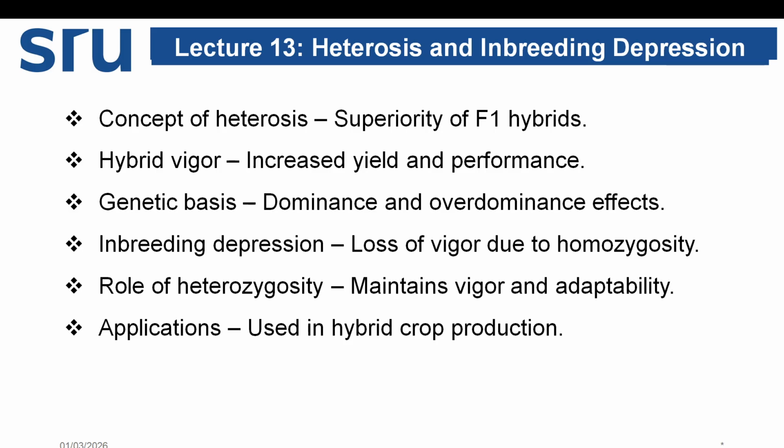Next point, the genetic basis of heterosis, where we will see dominance and overdominance effects. Next, inbreeding depression, that is, loss of vigor due to homozygosity. Then what is the role of heterozygosity? That also we will see. And the application of heterosis breeding in hybrid seed production. So this is all about lecture number 13, heterosis and inbreeding depression.